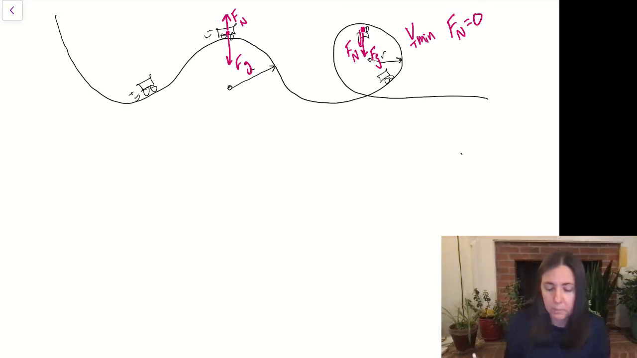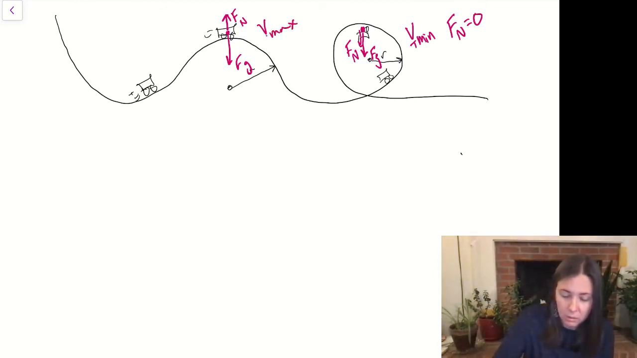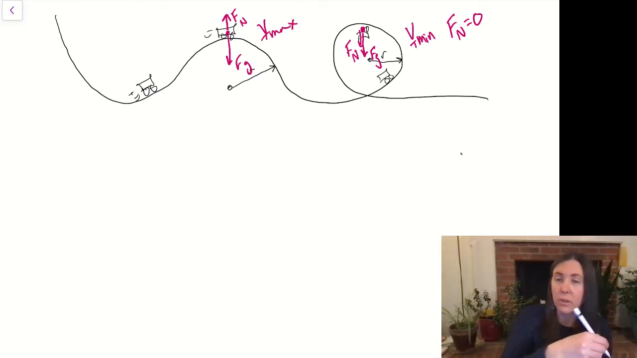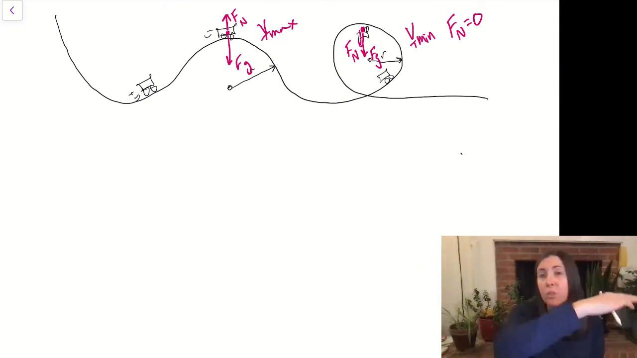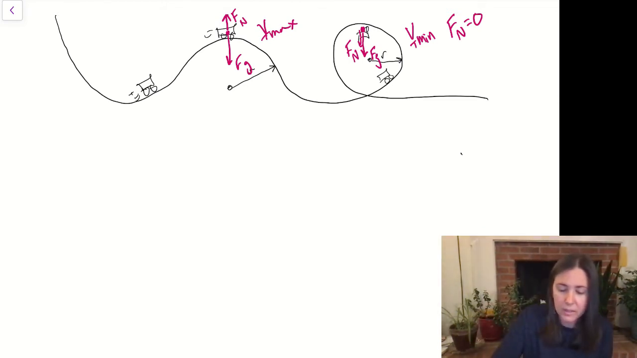Same idea with the hill. As this car goes over the hill, it's not a minimum speed that we have to worry about. This car can go over the hill as slow as you want. But you have to think of the maximum tangential velocity with which this car can go over the hill, because if it goes really, really fast, it's going to launch itself. So the faster and faster it goes, the smaller and smaller the normal force gets. At this maximum tangential velocity, the normal force will be equal to 0.